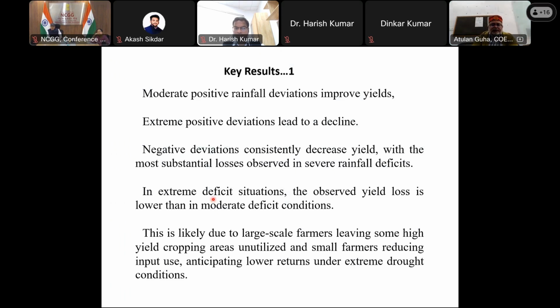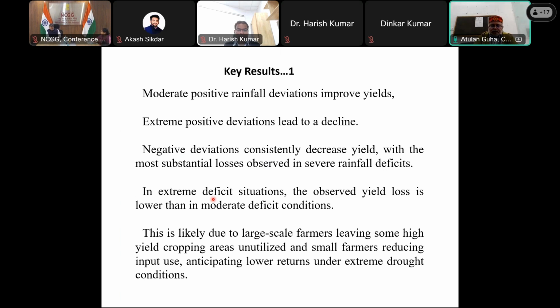Okay, the first result we got is that moderate positive rainfall deviations improve the yields. So if there is a moderate increase in rainfall over the long-run average, that is essentially good for the crops, and wheat, especially for the paddy. Okay, but extreme positive deviations lead to a decline. So, flood. The negative deviation consistently decreases the yield.